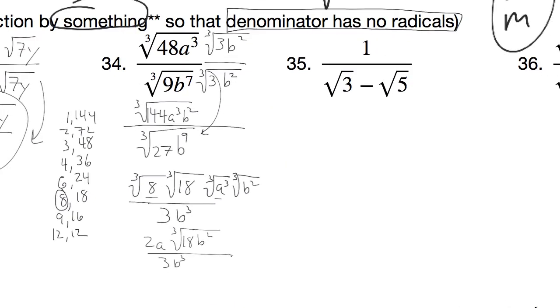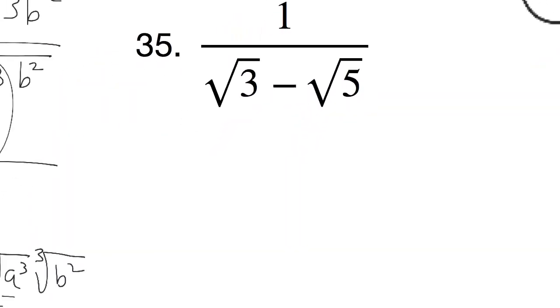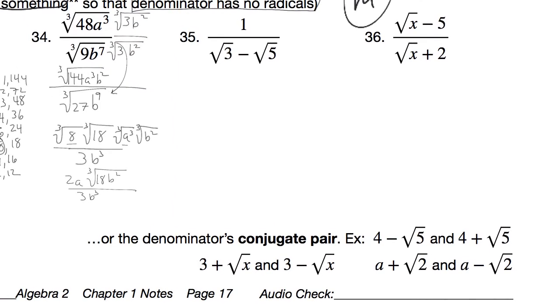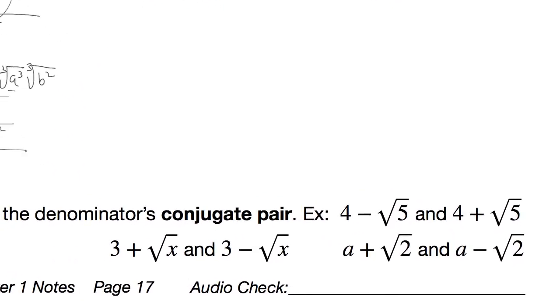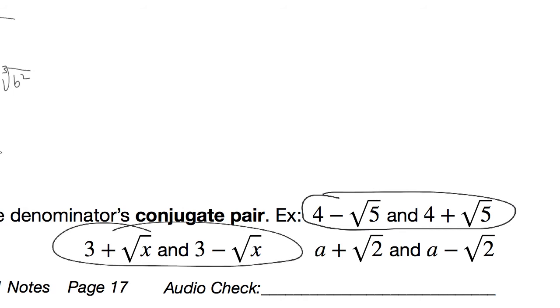The next one here you can see there are 2 radicals. How are we going to get those radicals out? Well, one thing you can do is multiply the numerator and denominator by the denominator's conjugate pair. What do I mean by conjugate pair? Well, here are conjugate pairs. These 2 are conjugate pairs. These 2 are conjugate pairs. These 2 are conjugate pairs. You can notice that the only difference between conjugate pairs is that one binomial has an addition and the other one has a subtraction.